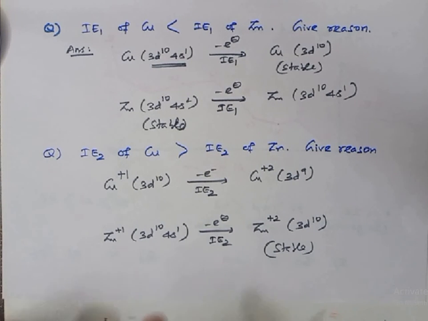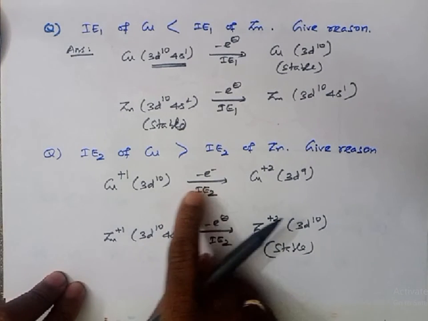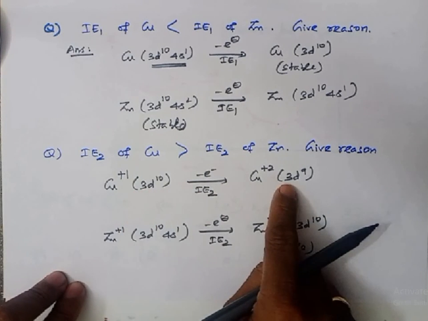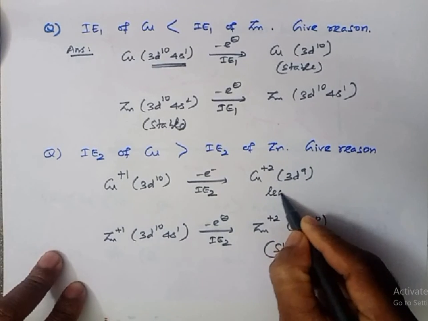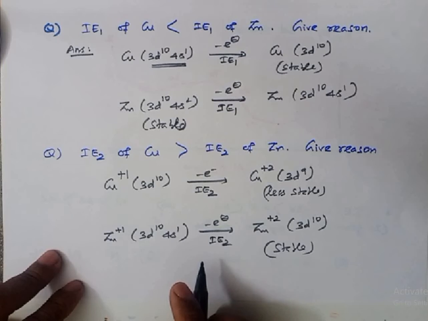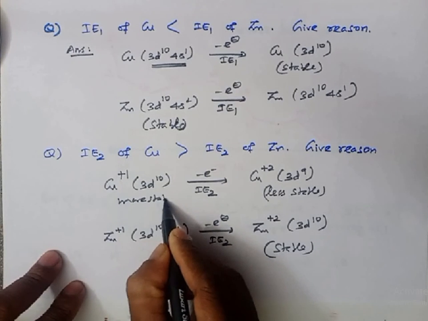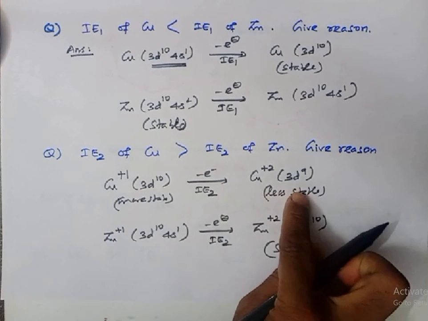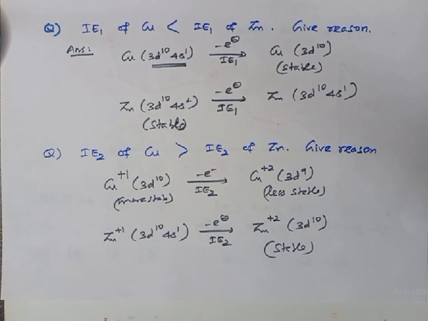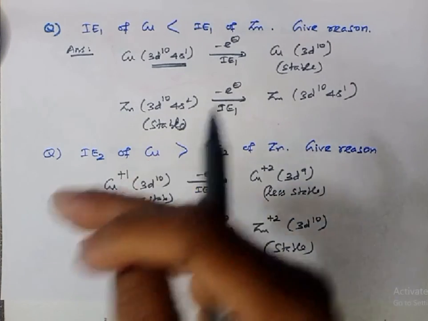Students, observe carefully. If you compare the product, here d10 is fully filled, so it is stable. If I remove one electron, I will get a stable configuration, no doubt. Whereas here, if I remove one electron from d10, I am getting a less stable configuration. 3d9 is less stable, and d10 is more stable, right? So I am going from more stable to less stable. It is difficult. Therefore, the second ionization energy for copper is high.